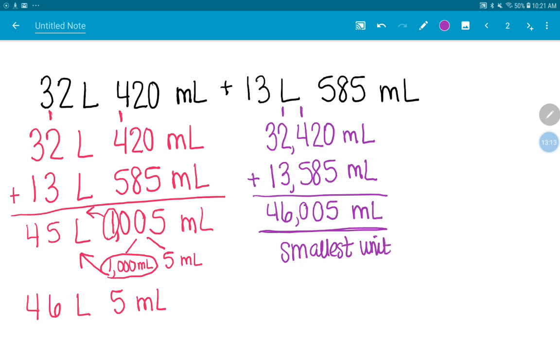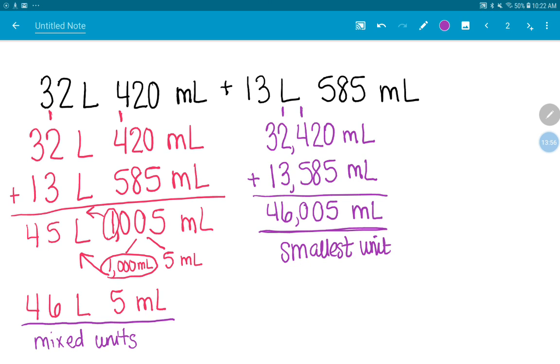What can we say about Jaden's strategy where we got 46 liters, 5 milliliters? Do you remember what that's called? The liters is the largest unit, but are they all liters? No. What's that called? Mixed units. I have a mixture of liters and milliliters, so this way we say is mixed units. We put as many as we can into the largest unit. We did that when we regrouped this 1,000. And then we have some leftover milliliters, so that's called mixed units.